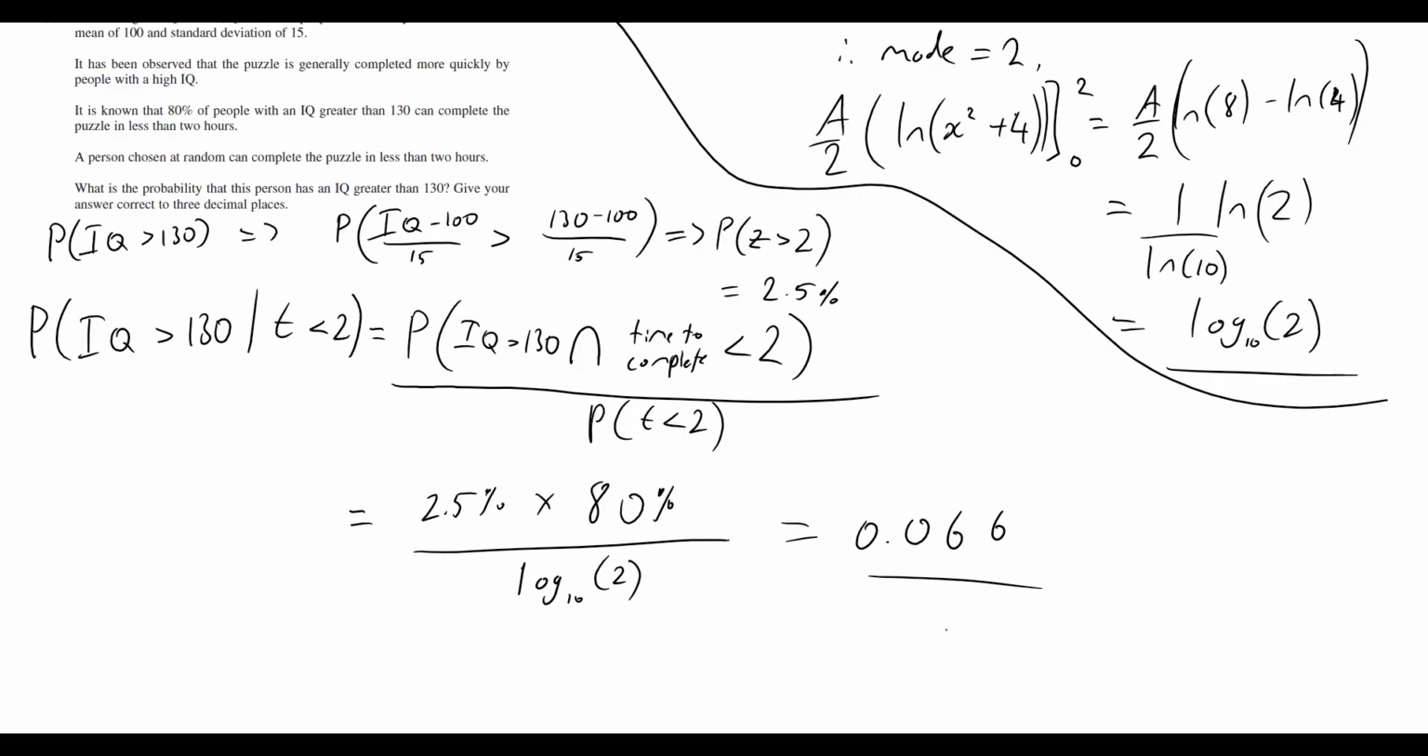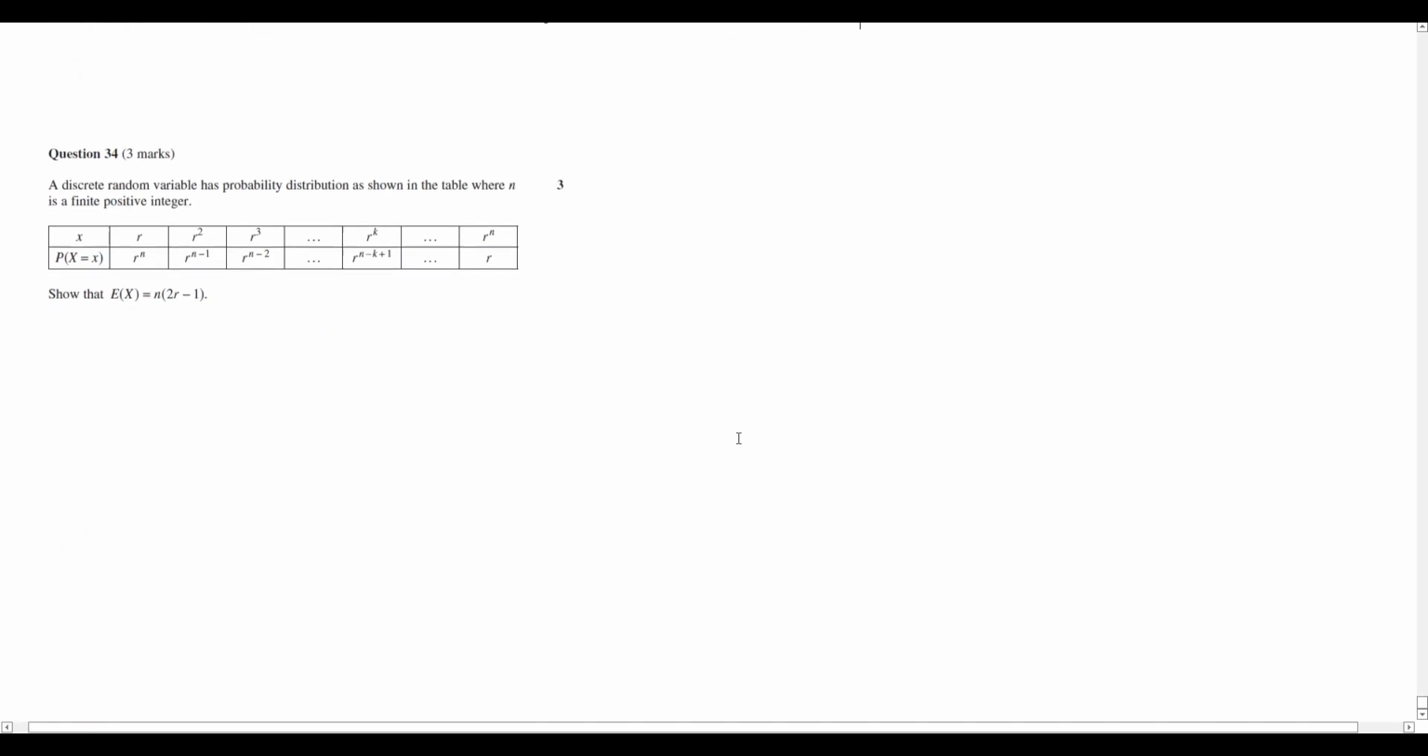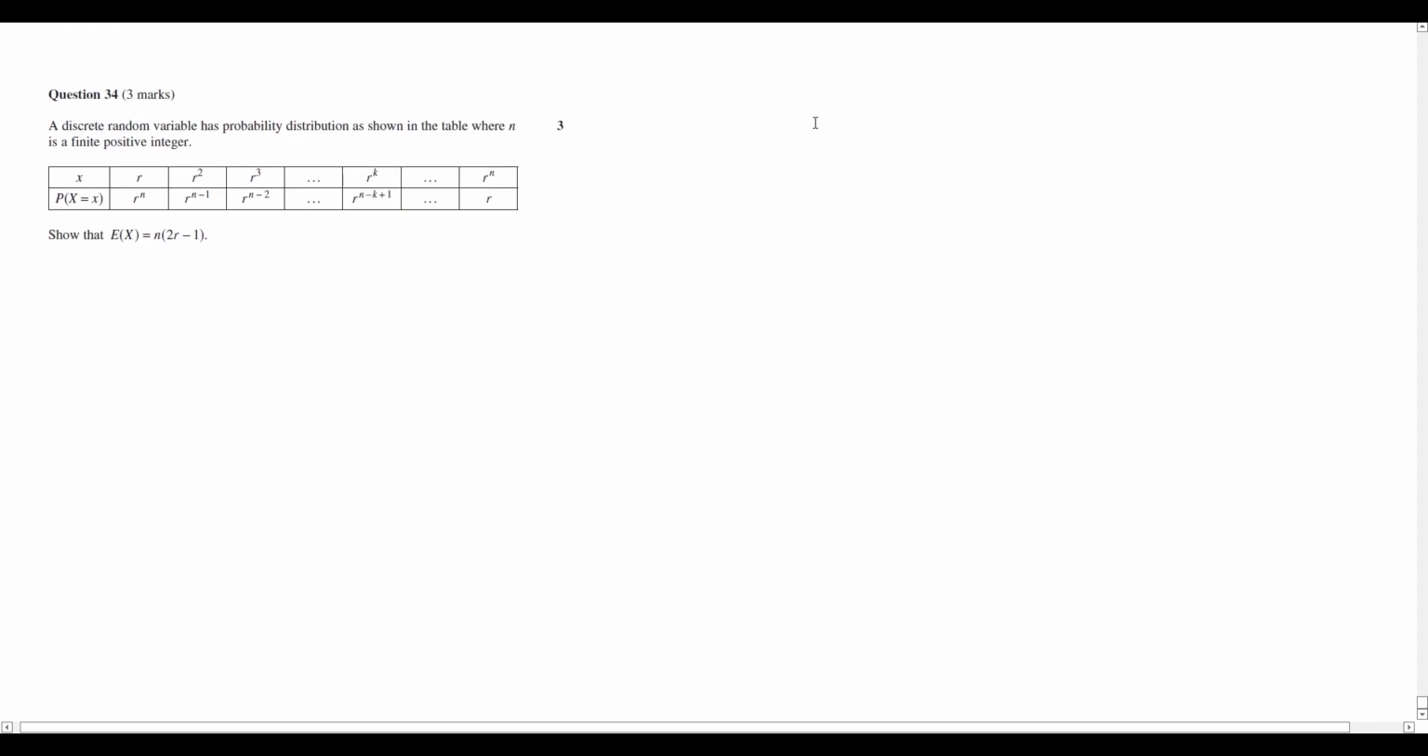Okay, so now moving on to question 34, the last question on the 2021 HSC Advanced paper. A discrete random variable has a probability distribution as shown in the table, where n is a finite positive integer. So we need to show that the expectation value is equal to n times by 2r minus 1.